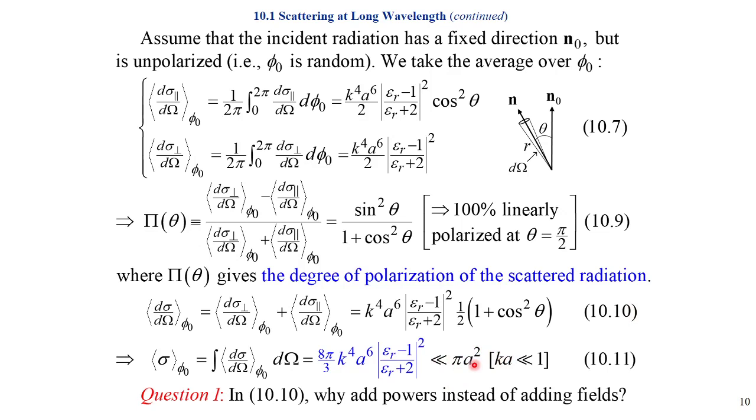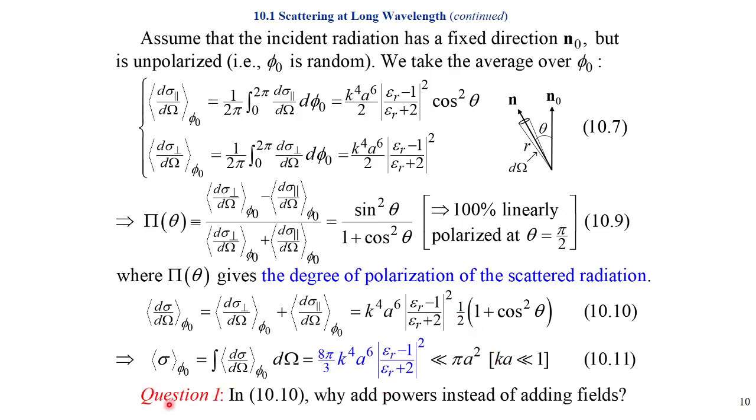Pi a square is the cross section of the sphere, of the dielectric sphere. But here, under the long wavelength limit, it is much smaller than pi a square. That means we have a sphere of radius a with cross section pi a square, but under the long wavelength limit, its effective cross section is much smaller than this one.